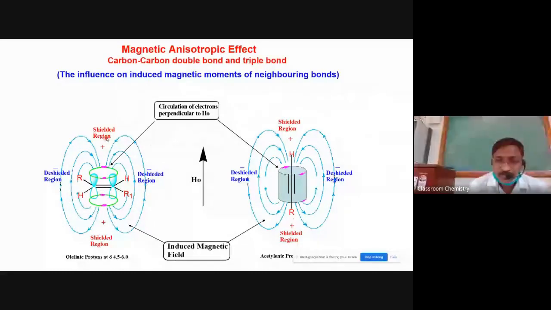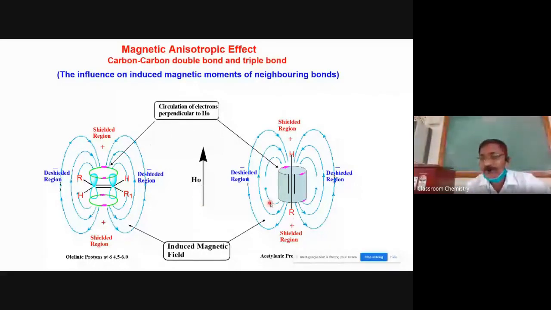So this is the shielded region, because they are in the applied magnetic field. And those protons which are in the deshielded region, we know that they are in a downfield position. On the contrary, this is the applied magnetic field H0.